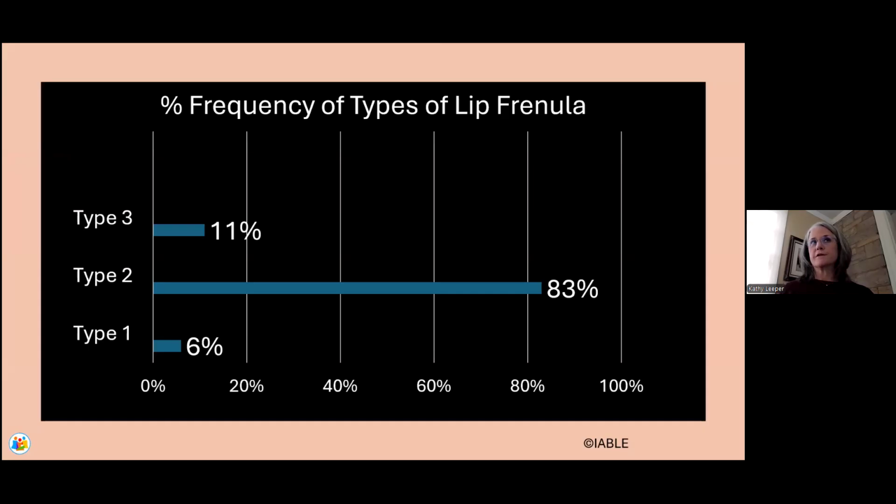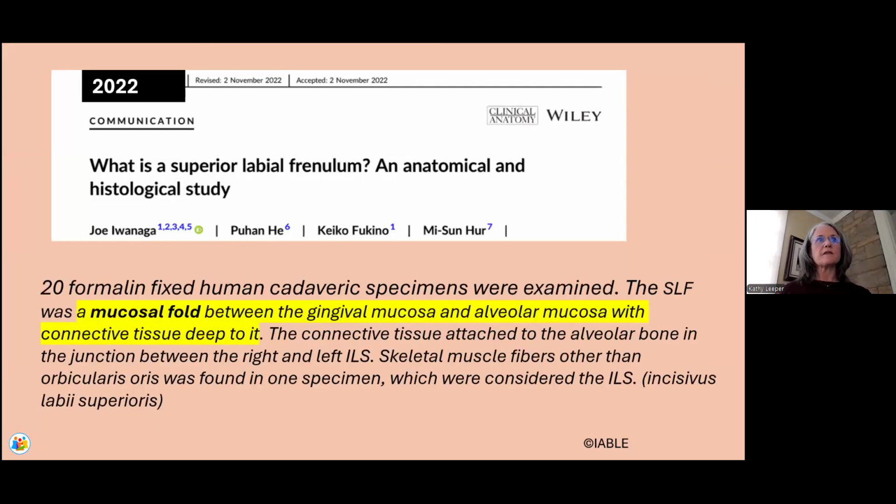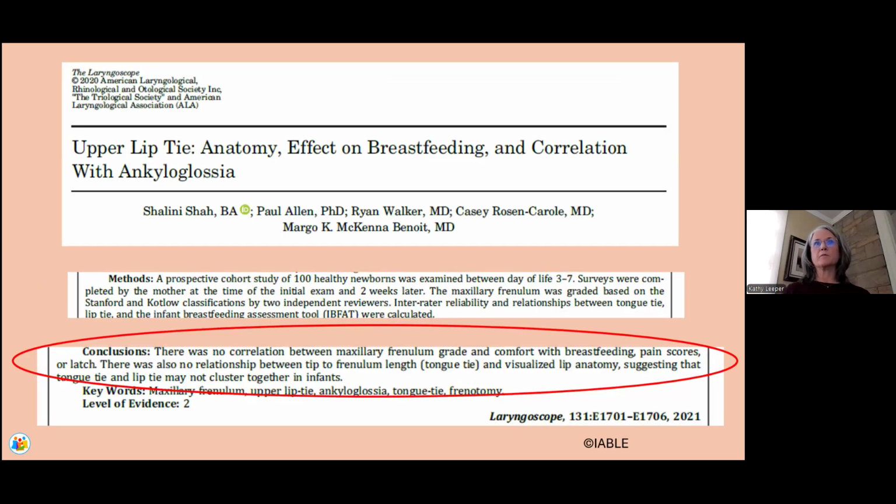Type 2s, you might guess the middle of the road ones are the most common, not the really severe or the really mild ones. The medium ones are most common. And what are they? It turns out they are also a fold of mucosa with some connective tissue deep to it that can come into the fold a little bit or a lot, like with a tongue frenulum. Some are stretchier than others, and some are more mucosal.